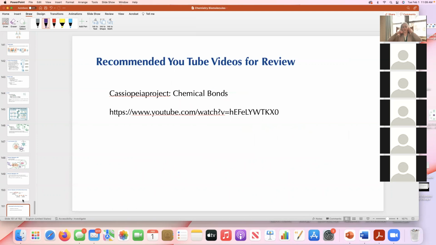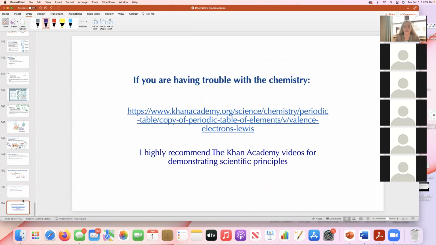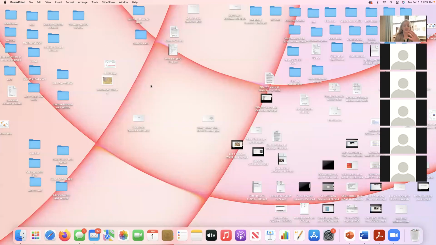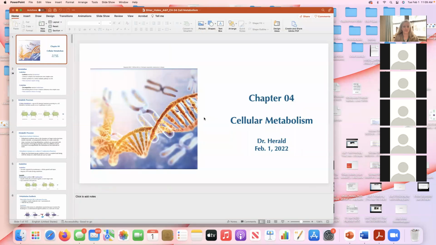And I have some things here about this Cassiopeia project that can help you with understanding some of this, as do the Khan Academy videos. And I have more videos, but we're going to go into chapter 4 right now, the cell, which picks up with all of what we've been doing, okay? It's still a lot of the cellular energy stuff.